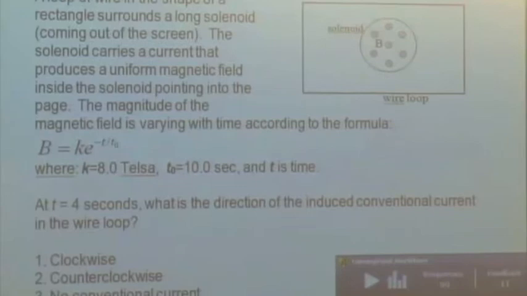Inside the solenoid, we have a magnetic field pointing into the board. And outside the solenoid, the magnetic field is approximately zero. That magnetic field inside the solenoid is varying with time, and it's an exponential. So the magnitude is equal to a constant, 8 tesla, times e to the negative t over t sub 0, where t sub 0 is just a positive constant, 10 seconds, and little t is time. Okay. So at t equals 4 seconds, what's the direction of the induced conventional current in the wire loop?